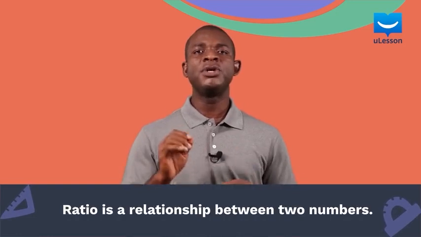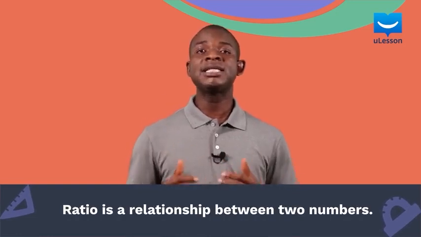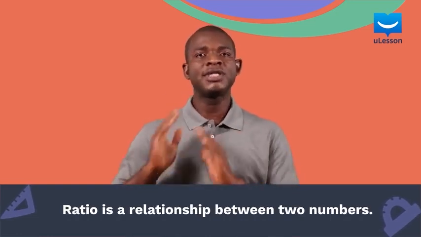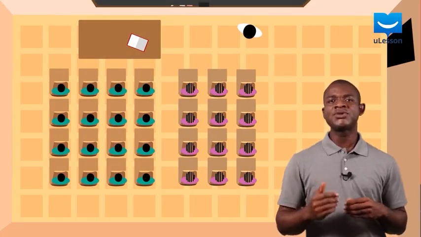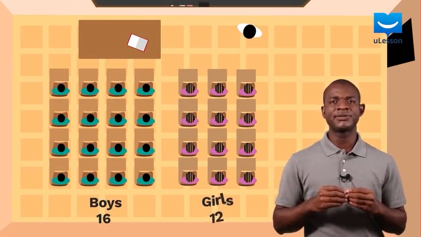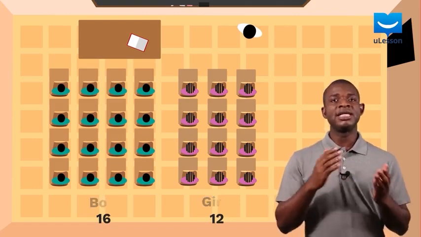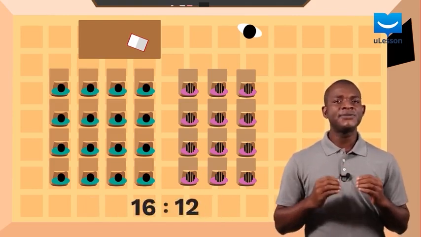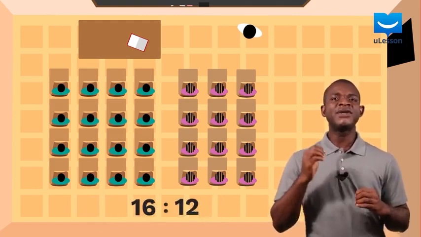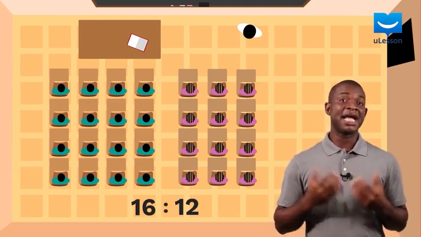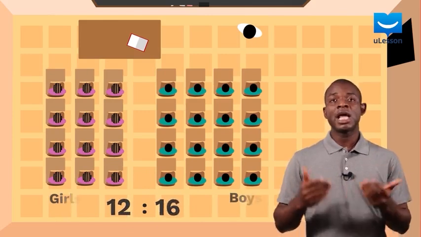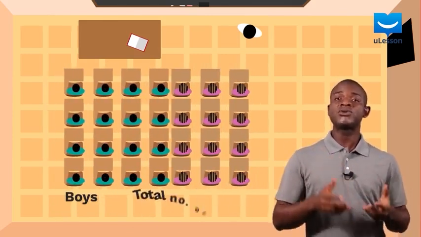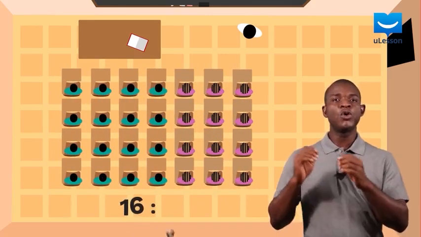In mathematics, a ratio is a relationship between two numbers, indicating how the first value relates to the second value. So for example, if a class of 28 students has 16 boys and 12 girls, the ratio of boys to girls is 16 to 12. This means that there are 12 girls for every 16 boys in the class. Similarly, the ratio of girls to boys is 12 to 16, and the ratio of boys to the total number of students in the class is 16 to 28.